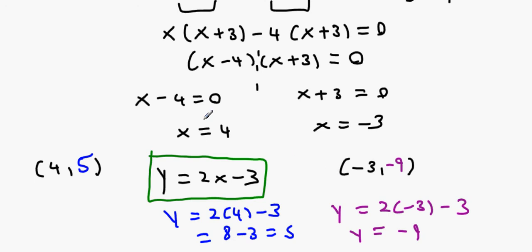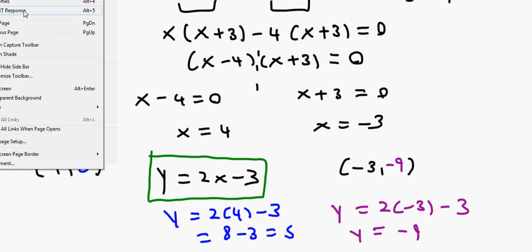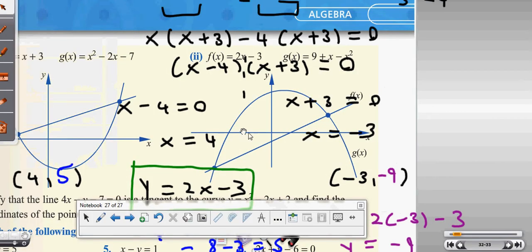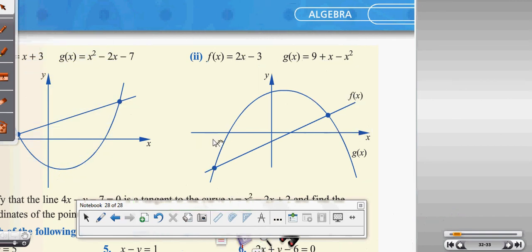Now we shall see how these values match up on the diagram. So we're going to go back to the transparent background. You can see that if we do this quite quickly, 4, 5 is located up here, and minus 3, minus 9 is going to be located this far back. So this is going to be minus 3, minus 9. And that is our answer to this question.